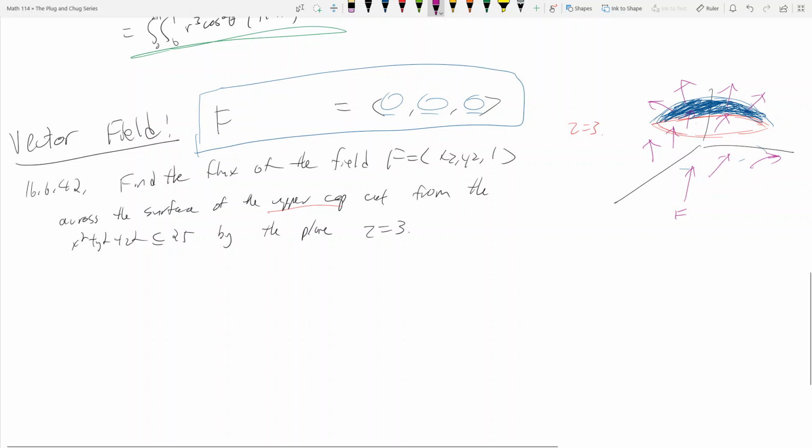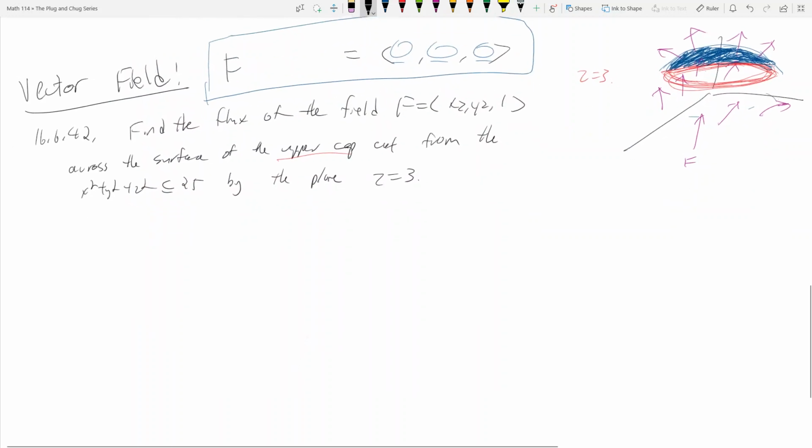Because the bottom is empty, we don't have to worry about calculating the flux through the lid, and we only have to worry about the flux through the shaded blue part, which is the cap. That's the pro of not having a lid, but you'll see it actually ends up being a con later on in 16.8. But anyways, that's what we're dealing with.